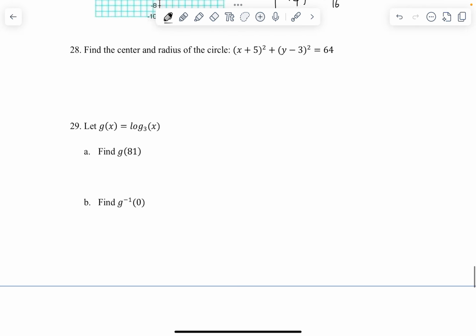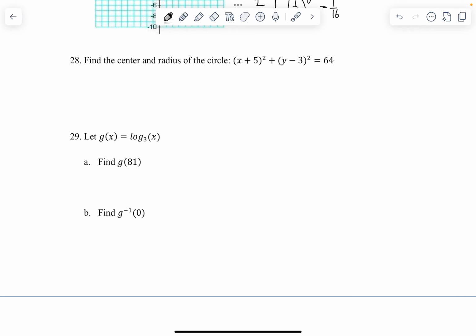Okay, 28. Find the center and the radius of the circle. So the standard formula for the equation of a circle looks like this. (x - h) squared plus (y - k) squared equals r squared. h and k are the x and the y values of the center, and then r is the radius.